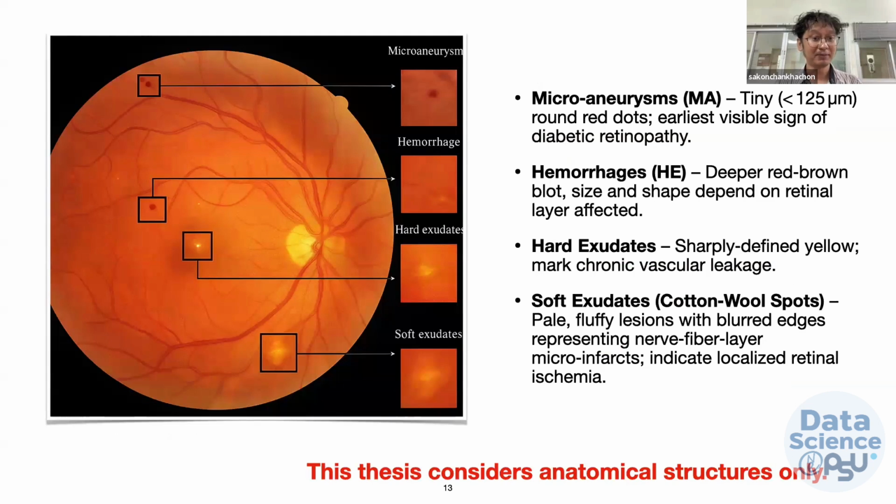This slide shows some examples of common lesions found in patients with diabetic retinopathy. Microaneurysms are tiny red dots and are the earliest sign of disease. Hemorrhages are larger, blotchy red spots. Hard exudates are yellow deposits that indicate vascular leakage. And soft exudates, or cotton wool spots, are fibrillary lesions that indicate nerve damage. For the purpose of this thesis, we will only be focusing on the anatomical structures and not these lesions.